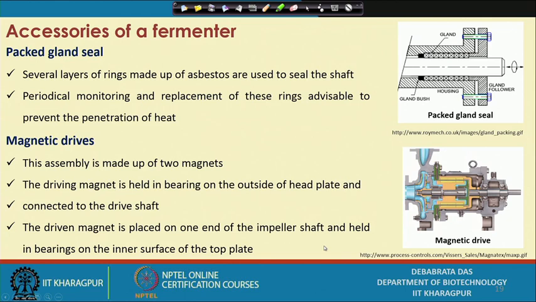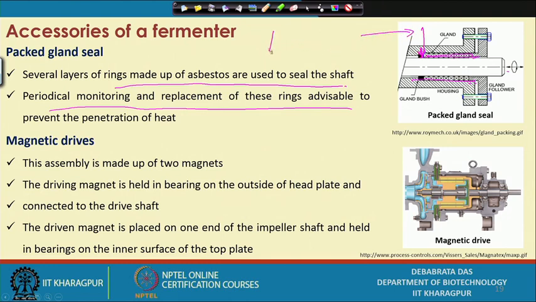Now, the packed gland. Inside this mechanical seal we have some packing material, as shown here. This is the shaft that we have. Several layers of rings made of asbestos are used as a seal for the shaft. It needs periodic monitoring and replacement. One thing I want to highlight: if this is a mechanical seal, then in the biochemical industry we put in a line through which we can pass anti-foam oil.